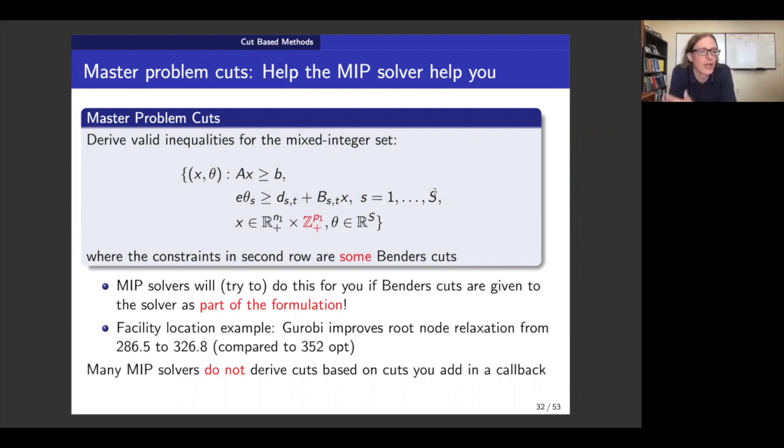And so in this generator expansion example that I've been going through, this 3-variable one, a few slides ago we saw that when we solved the basic LP relaxation, we got the value 286.5. But if I then take that LP relaxation and give it to Gurobi, the commercial solver that I tested this with, and do nothing else and just say solve the root node, it will generate some valid inequalities based on those Bender's cuts and knowing that those first stage variables are binary. Gurobi was able to improve that root node relaxation all the way up to 326.8. And the optimal is 352. So that made a big difference in terms of the relaxation already, just by loading those Bender's cuts into the original formulation.